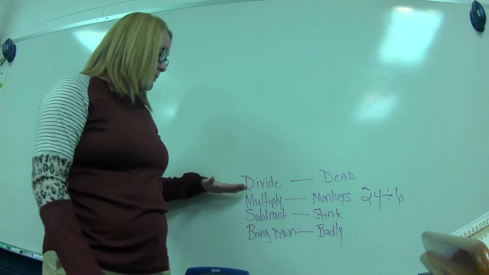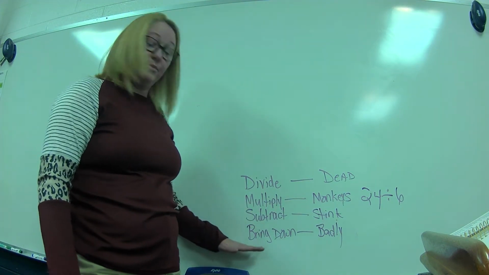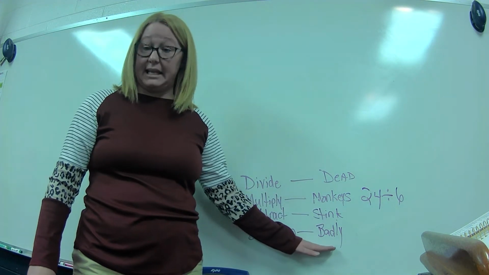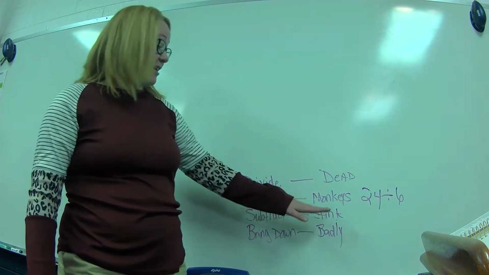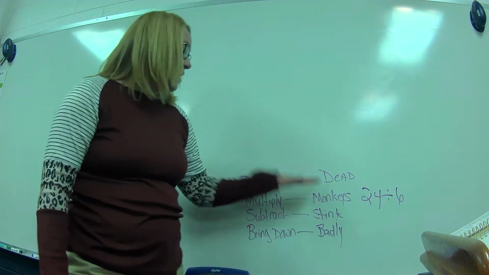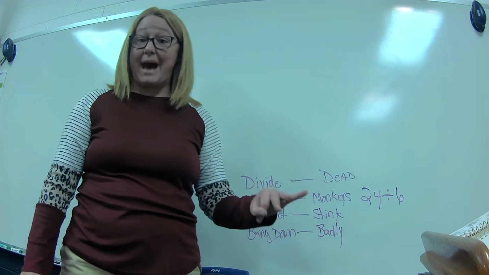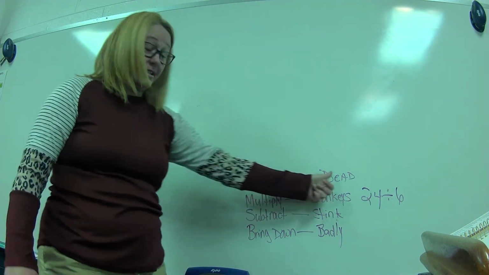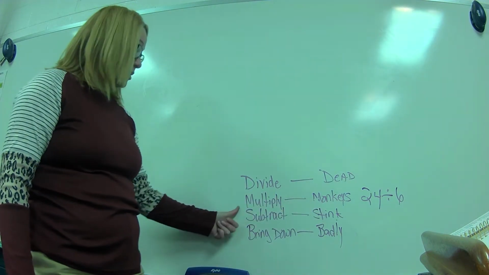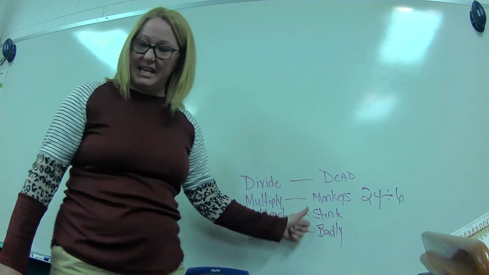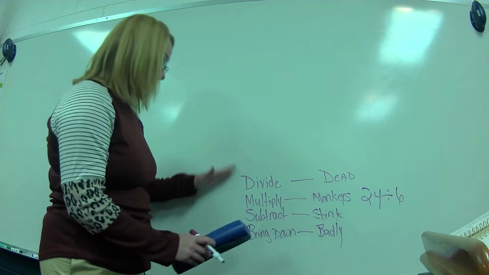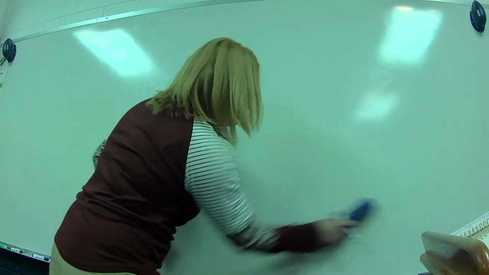But if we can remember: divide, multiply, subtract, bring down. I like to say, dead monkeys stink badly. And I'm using badly because we're modifying stink, so a little bit of language here, an adverb. But dead monkeys stink badly. Divide goes with D. Multiply, that's my monkeys. Subtract, that's my stink. And bring down is badly. All right, so let's take these steps and put them to use.